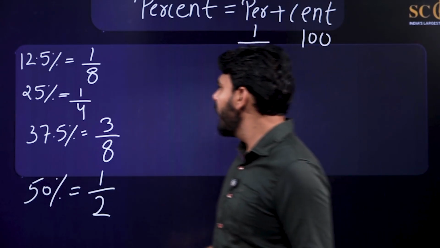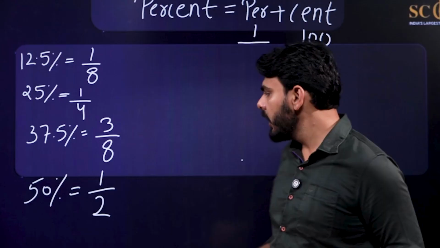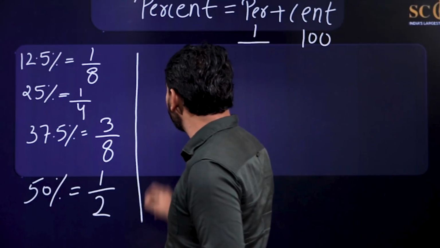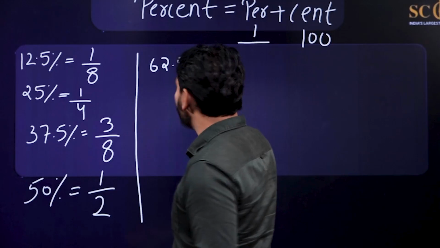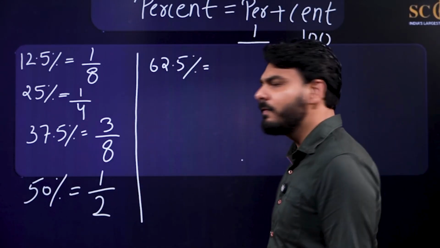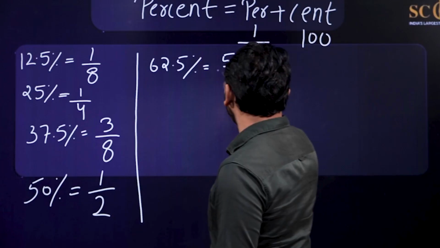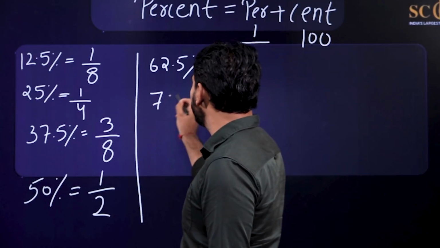So agents, we are looking at these percentage values in the form of fractions. Now if I ask you, agents, what is the value of 62.5%? What will be your answer? It is 5 by 8. Yes, that's good. So you know it. So what is 75% equal to?